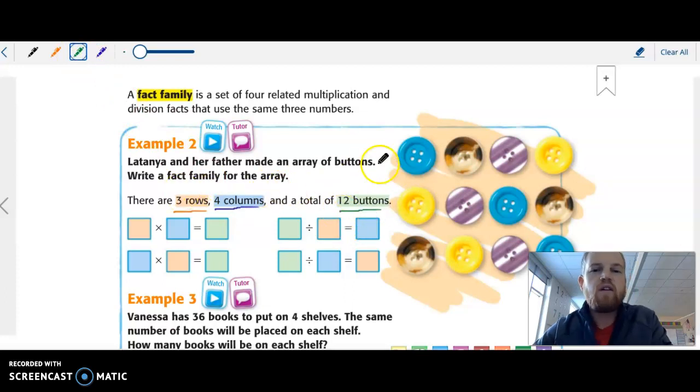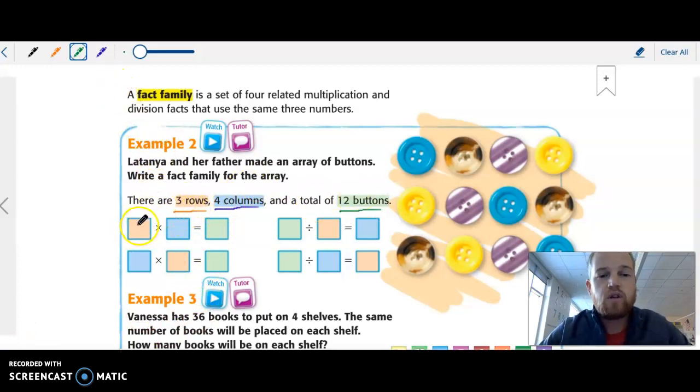Okay, so right here's a nice array. You'll see that again we have 3 rows. So that's 1, 2, 3. We have 4 columns: 1, 2, 3, 4. And then we have 12 total. Okay, so we're now going to enter that information to create our first fact family.